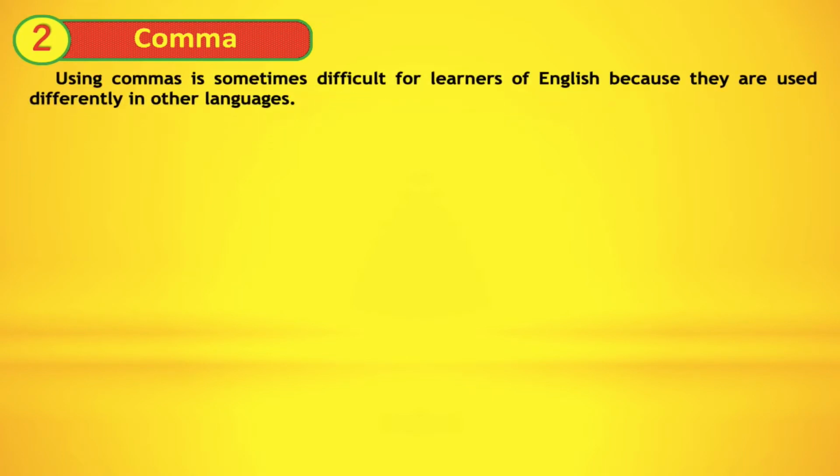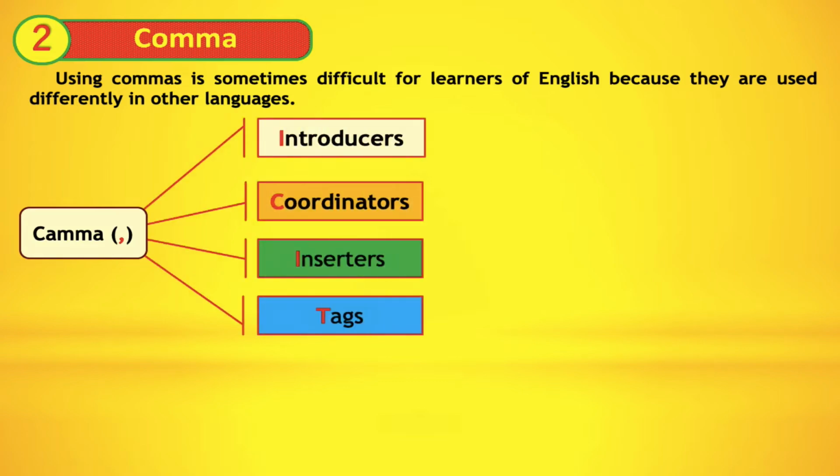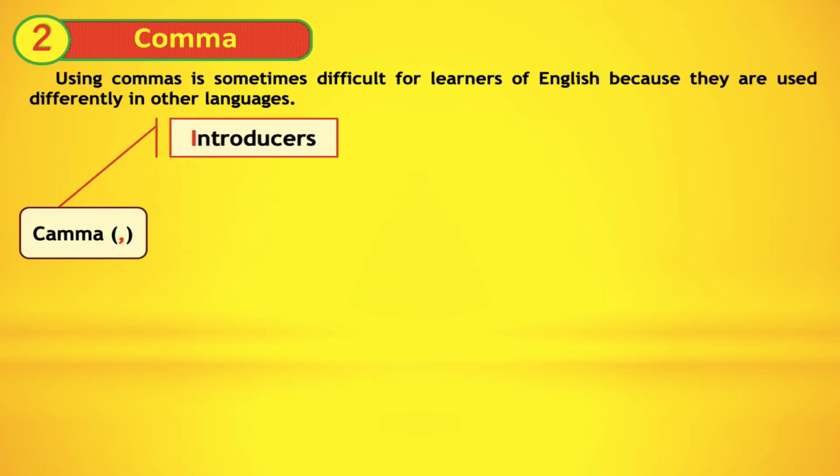Using commas is sometimes difficult for learners of English because they are used differently in other languages. The first rules we will take in this stage are comma rules. There are many comma rules in English, but you may remember them more easily if you realize that they can be organized into just four main groups: introducer, coordinator, inserter, and tag. In the following slides, I am going to define these words more clearly. So let's start with introducer commas.